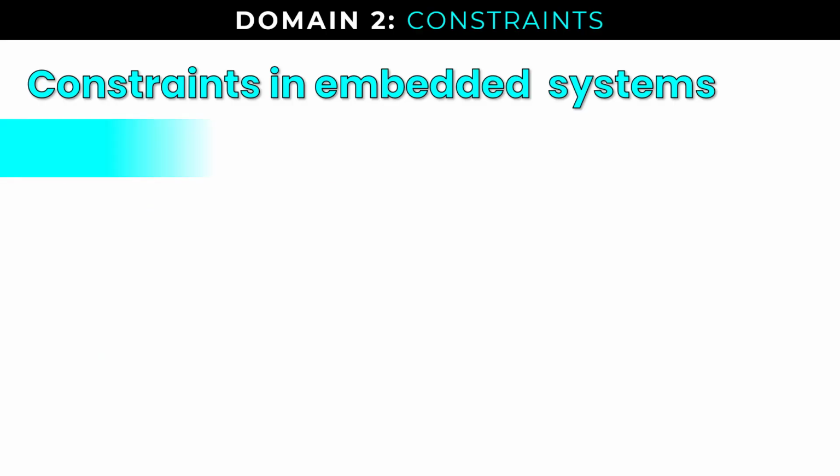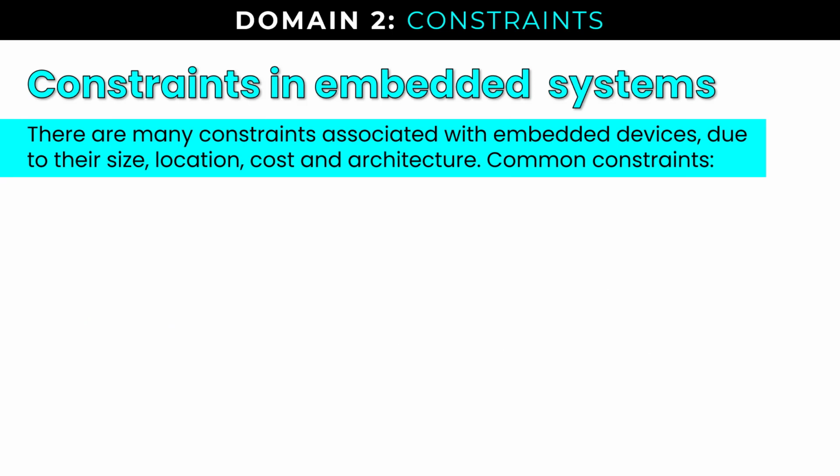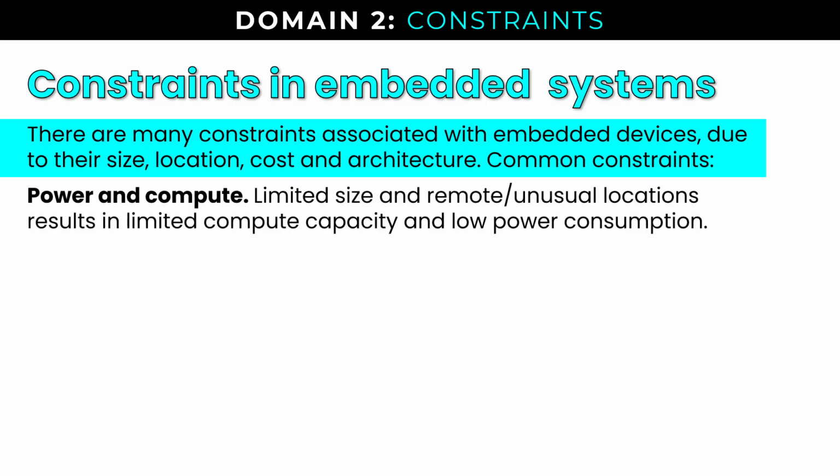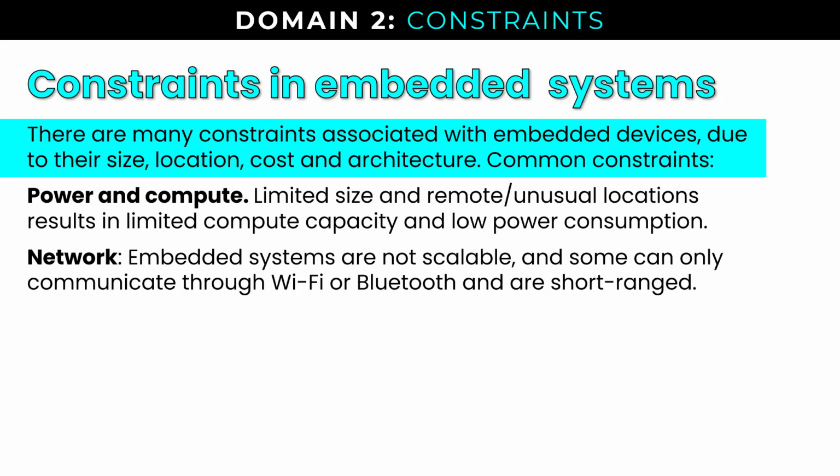So let's talk constraints in embedded systems. There are quite a few constraints in embedded devices due to their size, their location, their cost, their architecture. These include, for example, power and compute. The device is limited in size and often sits in remote or unusual locations, so this results in limited compute capacity and the need for low power consumption.